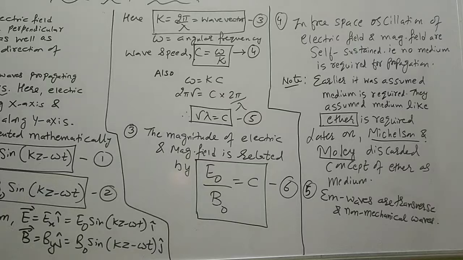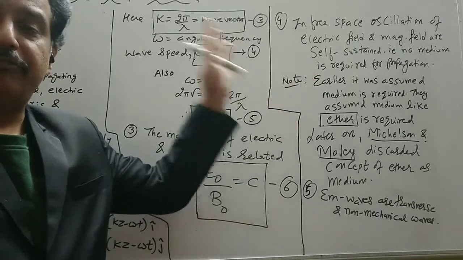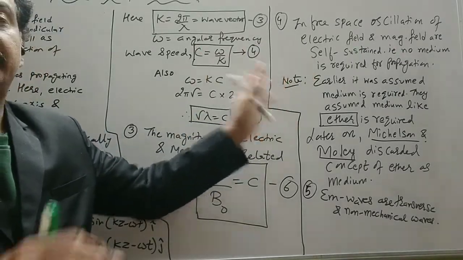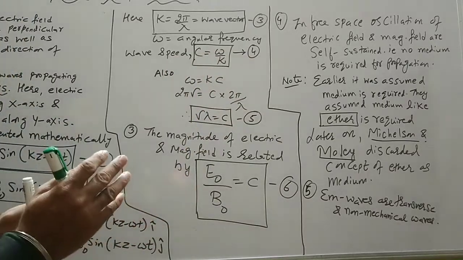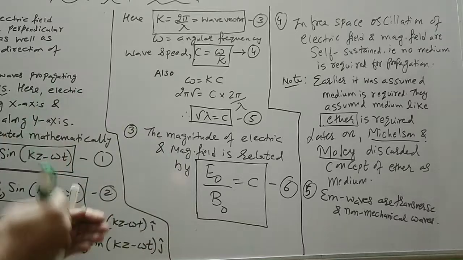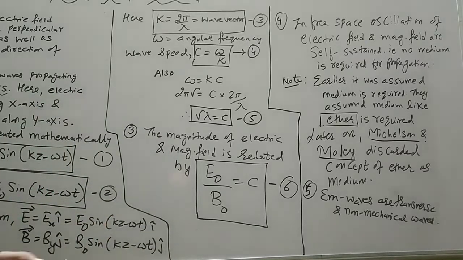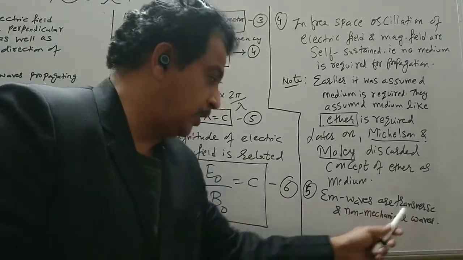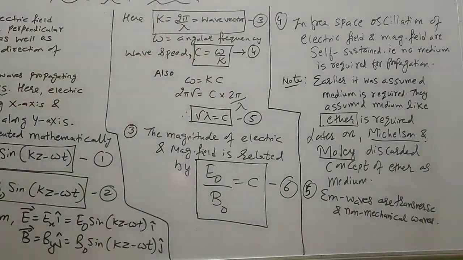It means they are self-sustained, free oscillation. They propagate by itself. That is, electric field gives rise to magnetic field, which gives rise to electric field. They are transverse in nature and they are non-mechanical waves. Non-mechanical waves means they do not require any material medium for their propagation. That is, they can propagate in vacuum also.